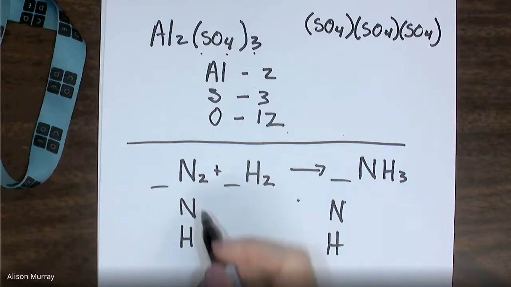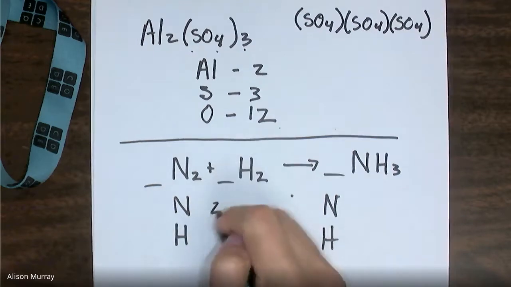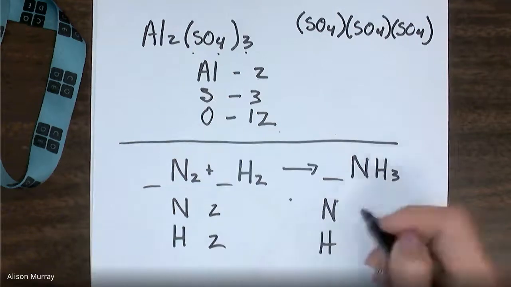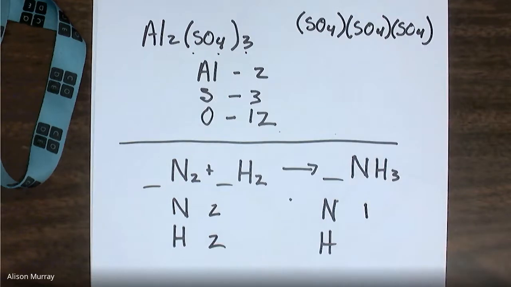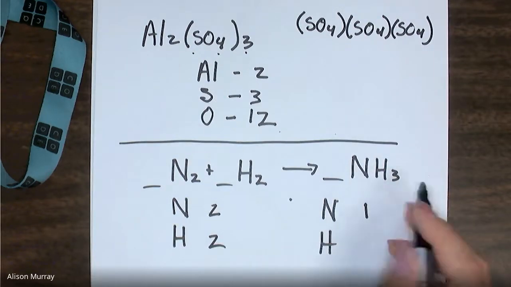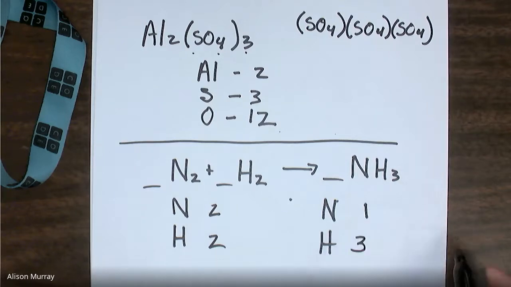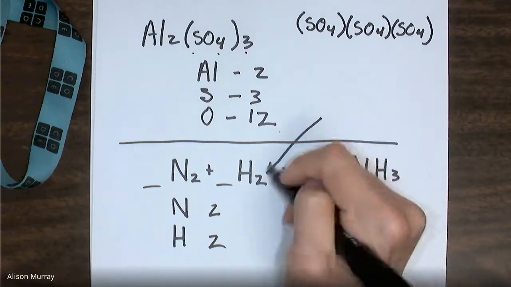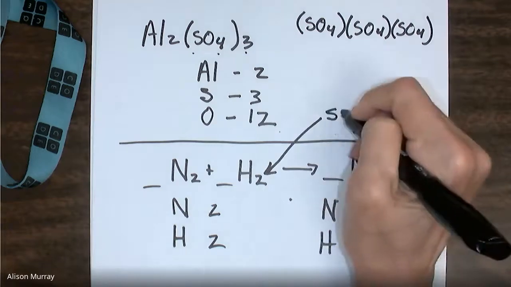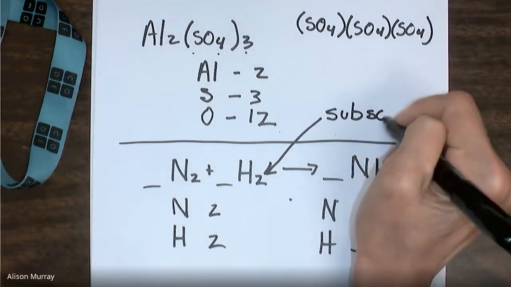So, and then we count. We start with 2 nitrogens and 2 hydrogens, but over here, we have 1 nitrogen and 3 hydrogens. And by the way, these little numbers are called subscripts.